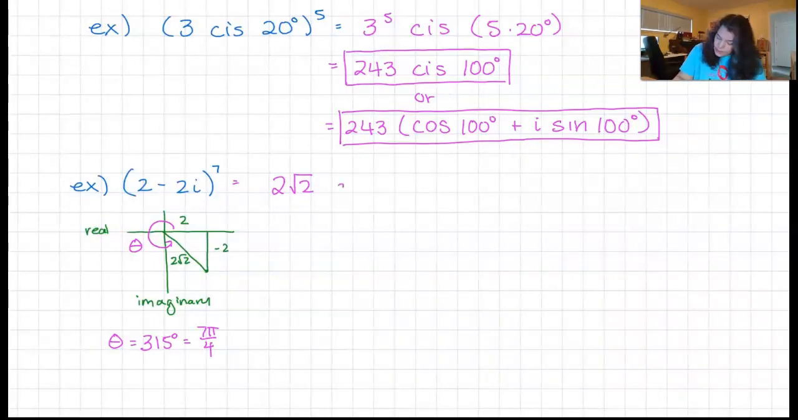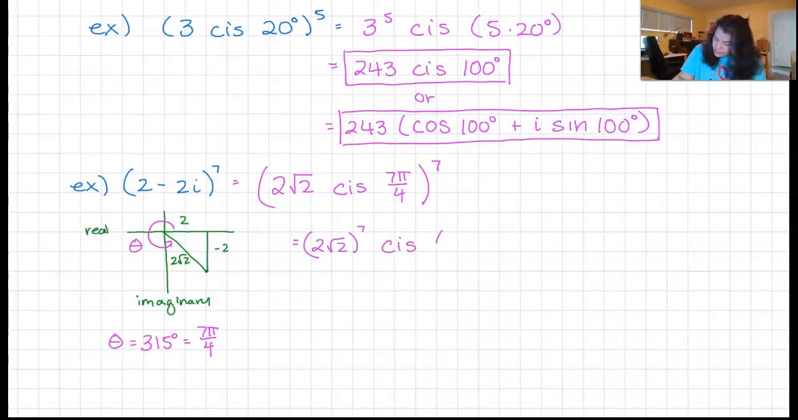So, 2√2 cis 7 pi over 4 to the 7th power. That's what we're dealing with. It's not a big deal. So we know that we're going to do 2√2 to the 7th cis 7 pi over 4 times 7.